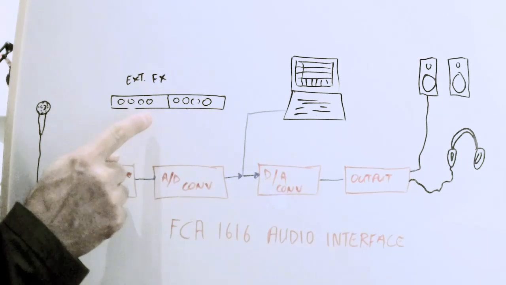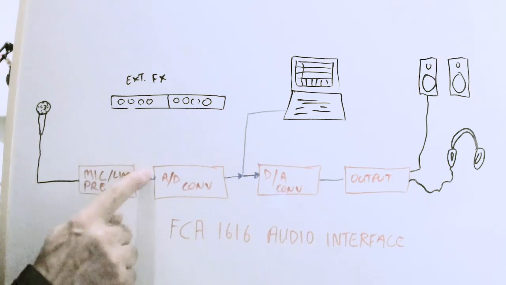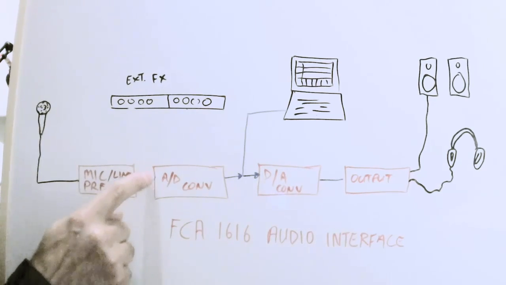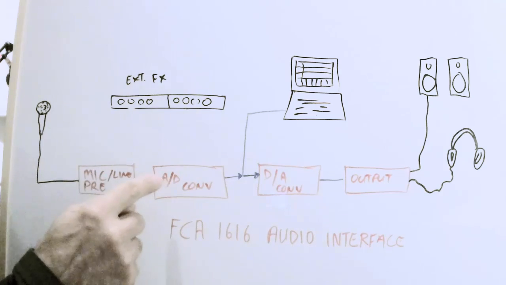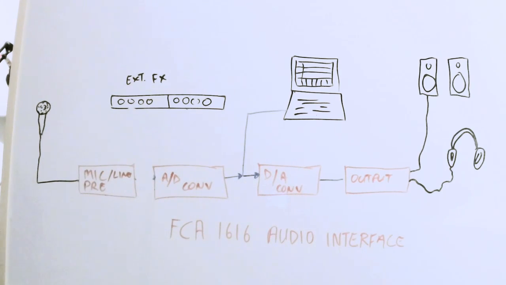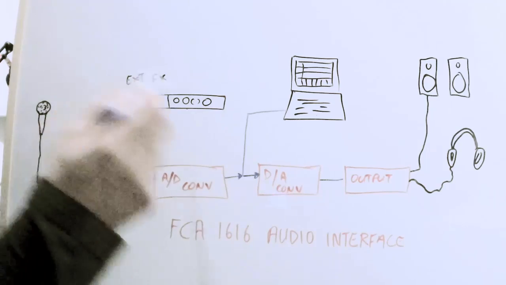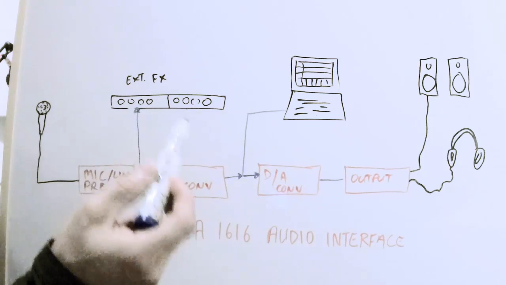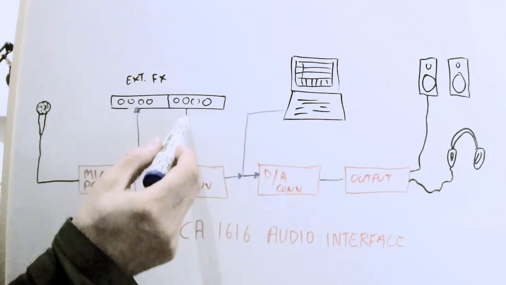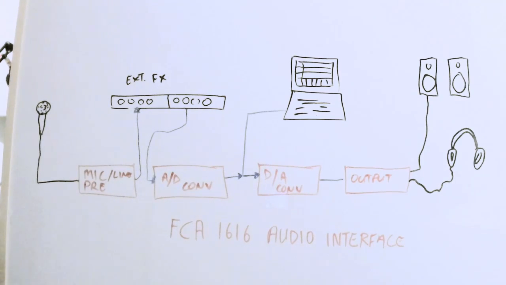Now, to be able to use external gear, if your audio interface has an insert option, basically it means that whenever you plug in your cable at the back of the unit, it disconnects the signal between your preamplifier and the analog to digital converter, and then that signal gets sent out to your outboard gear. The output of your effects, it could be a compressor, an equalizer, a reverb or any of those effects, is then routed back to the input of the analog to digital converter.